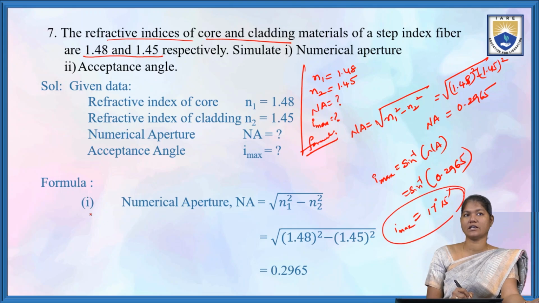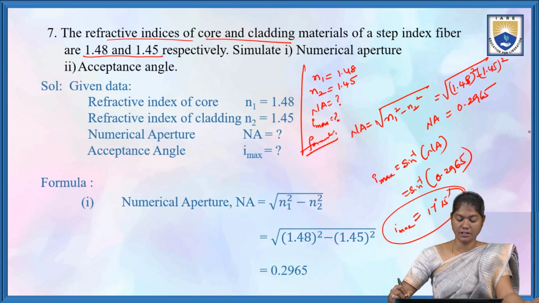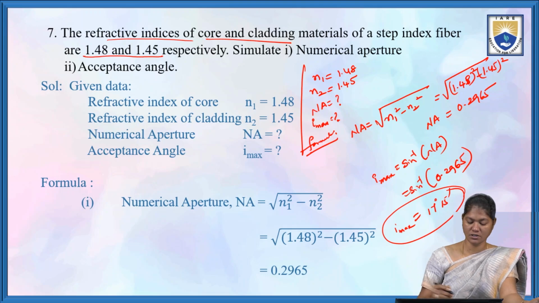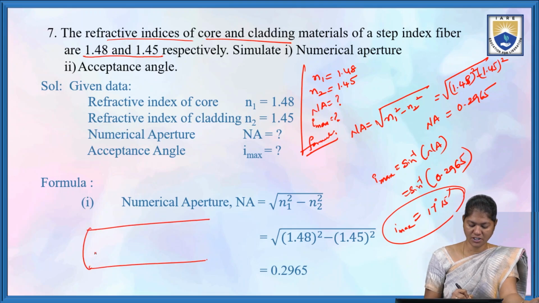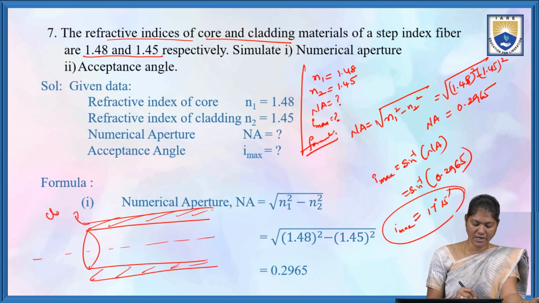Acceptance angle is nothing but the maximum angle made with the fiber axis that enters into the core. So if we take the cross section of the optical fiber, this is the cladding, this is the core, and this is the fiber axis.